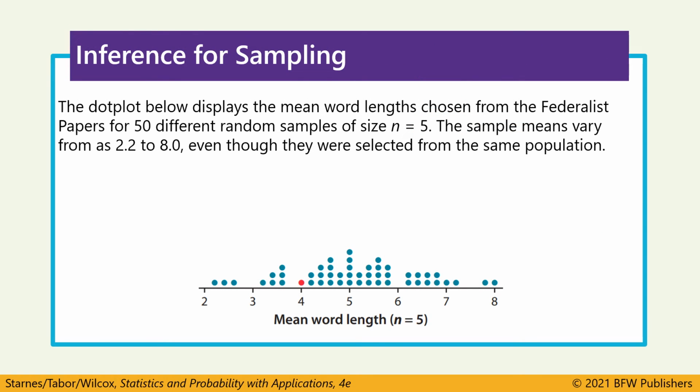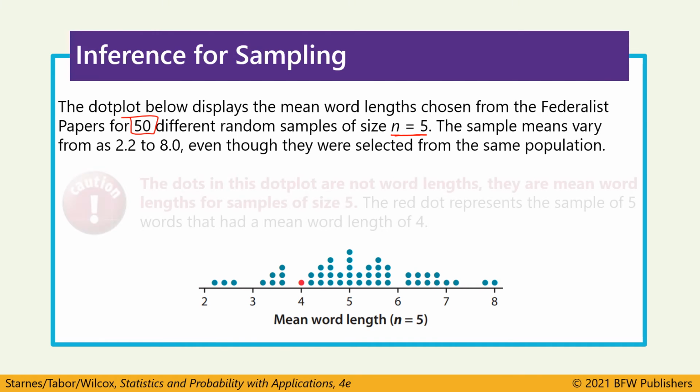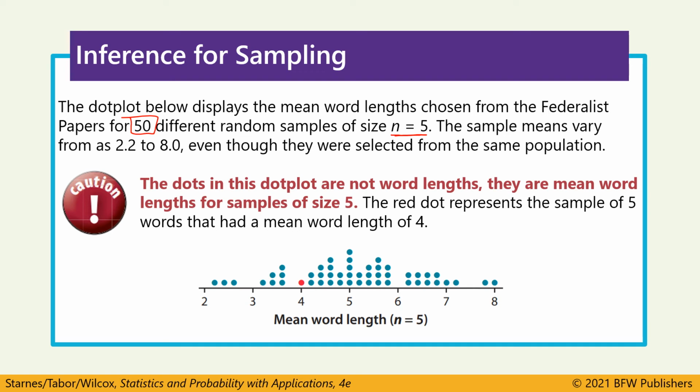If you look at the text at all, you'll see that a recurring example in this chapter is randomly selecting words from the Federalist Papers. In this example, we're randomly selecting 5 words. We average their word lengths, and then we do this 50 different times. So when we look at this dot plot on the bottom here, the dots are not representing word lengths, but actually the average word lengths of 5 randomly selected words. This dot here, this red one, means that we chose 5 words that had an average word length of 4. They range from 2.2 to 8.0.